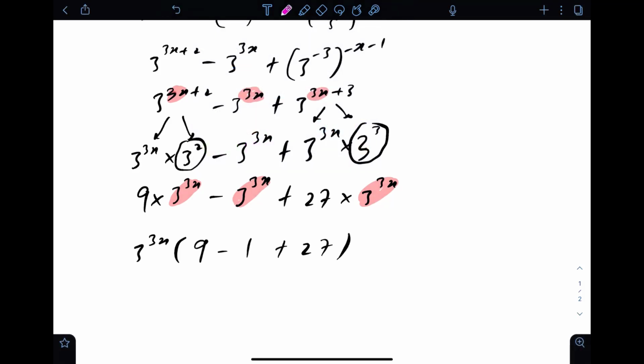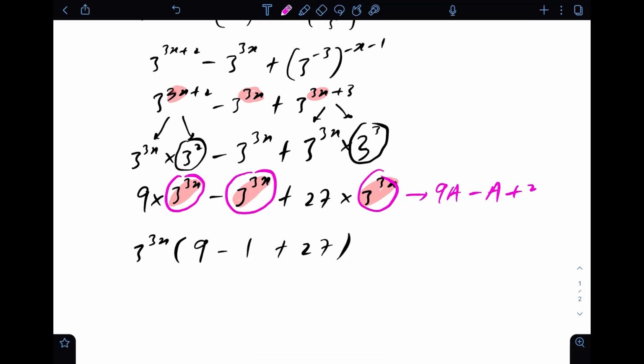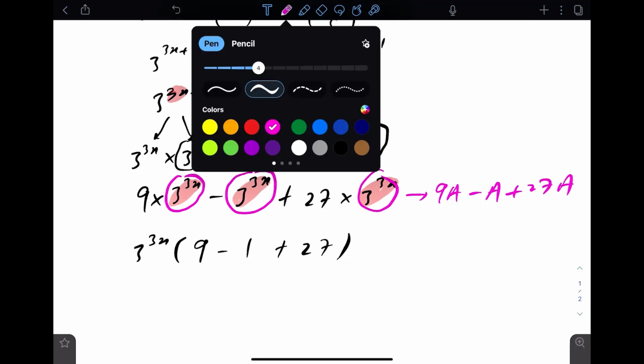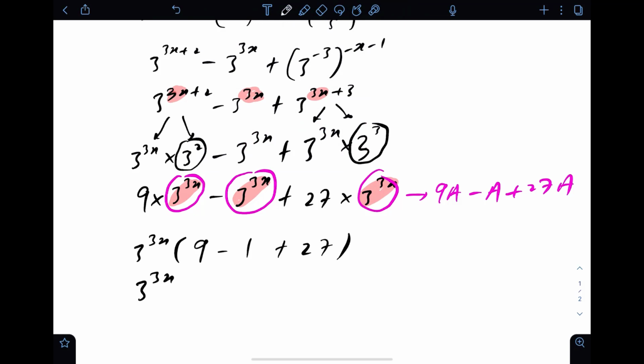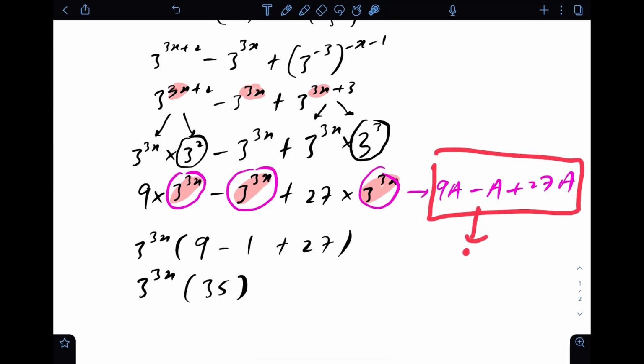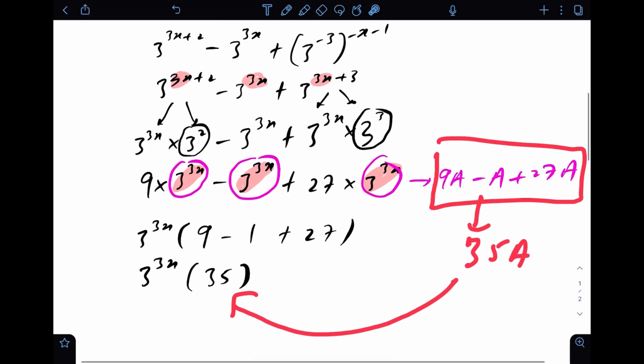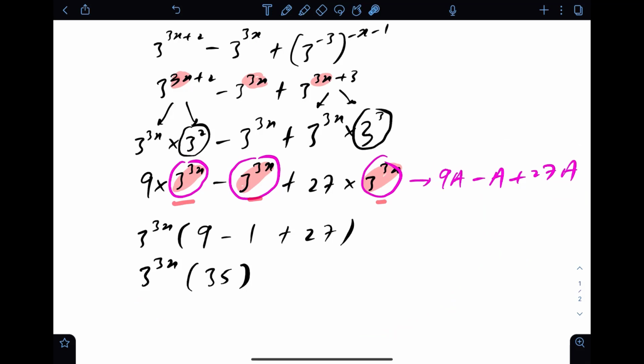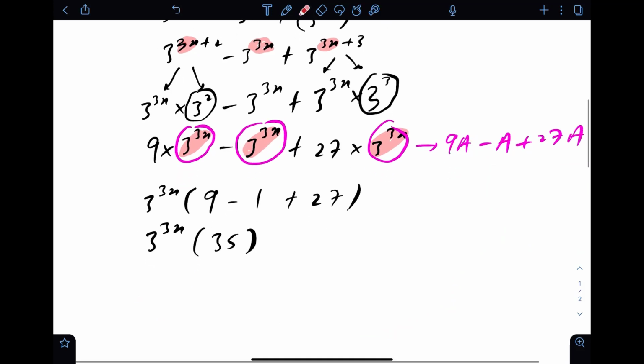So again, if you're not so sure about this, let's say, for example, you replace these things here with an algebra letter, let's say a. So you have 9 times a, which is 9a, minus 1 times a, plus 27a. So for this case here, 3 to the power 3x, 9 minus 1 is 8, 8 plus 27 is 35. Very nice. Likewise, go back to this part here. Do you realize why 9a minus a is 8a, 8a plus 27a is 35a, my friends? Do you realize why the end result is as such? If you're confused about this, don't worry. Replace it with an algebra letter. Now, 35.